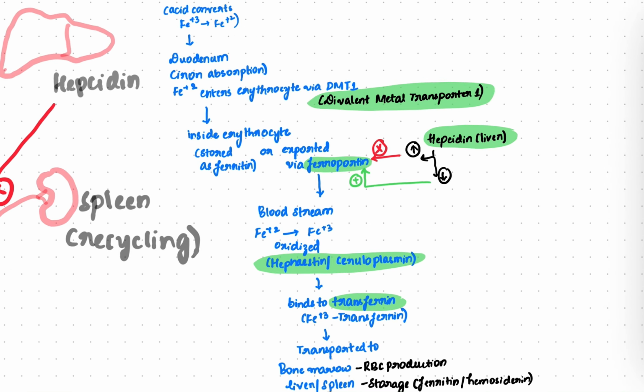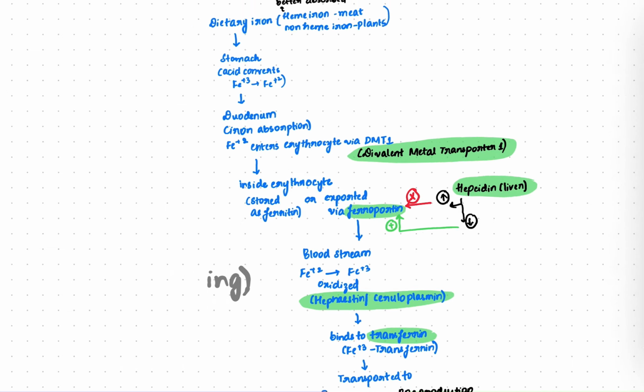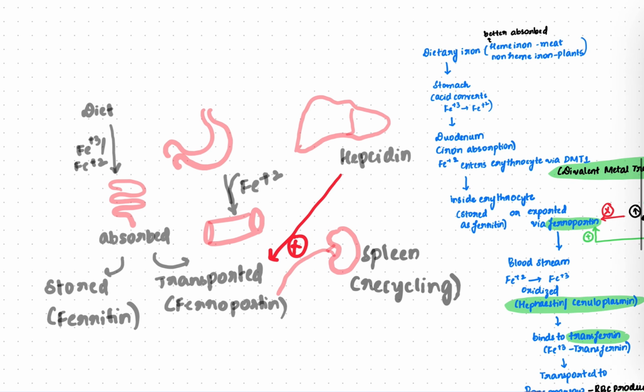So the one regulator here is hepcidin. Hepcidin is secreted by the liver. Whenever there are high levels of hepcidin, it will inhibit the ferroportin. So the export into the bloodstream will be inhibited by this hepcidin. Whenever there are low hepcidin levels, this ferroportin will be activated and it will export the iron inside the erythrocyte into the bloodstream. So this acts as a regulator.